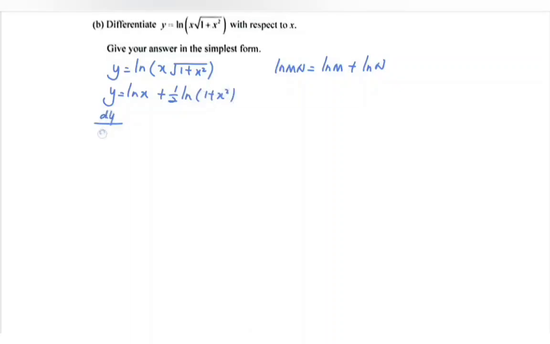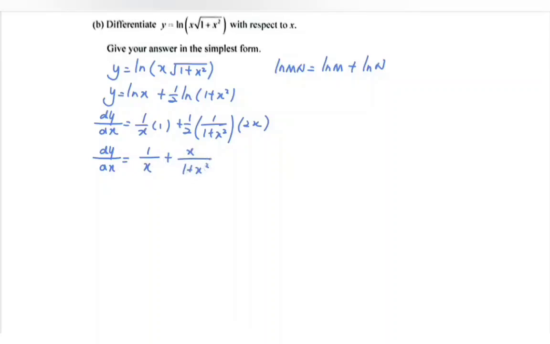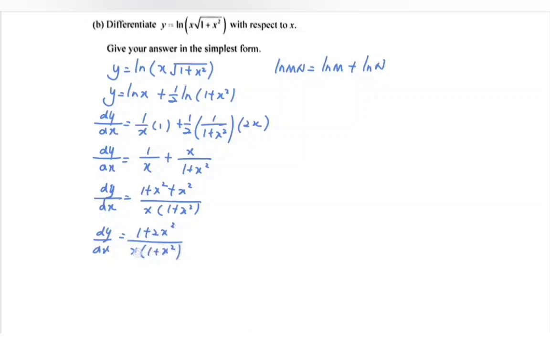Differentiate the situation: dy/dx equals 1 over x plus 1 over 2 bracket 1 over 1 plus x squared. Differentiate the internal function, so we have 2x. So dy/dx equals 1 over x plus x over 1 plus x squared. Kindly equate the denominator. So dy/dx equals 1 plus x squared plus x squared over x multiplied by 1 plus x squared. So finally dy/dx equals 1 plus 2x squared over x bracket 1 plus x squared. So that is the first derivative.